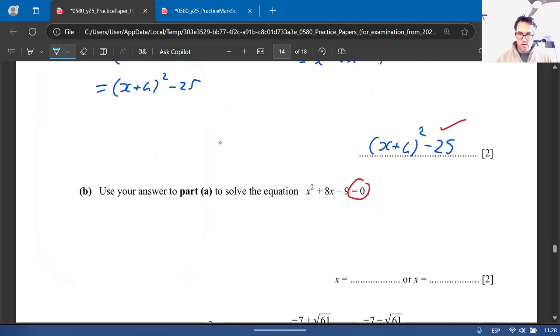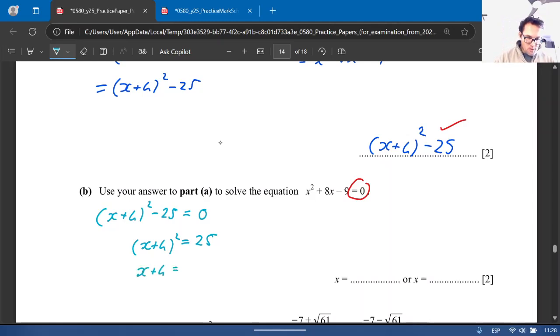So all we need to do is write the x plus 4 squared minus 25 equals 0. Okay, and then solve it. So first we will add 25 to both sides, which will give us x plus 4 squared equals 25. You move it to the other side. Then get rid of this square, which means we square root.